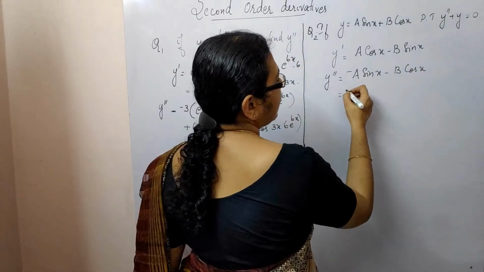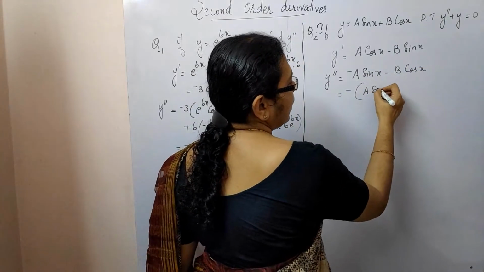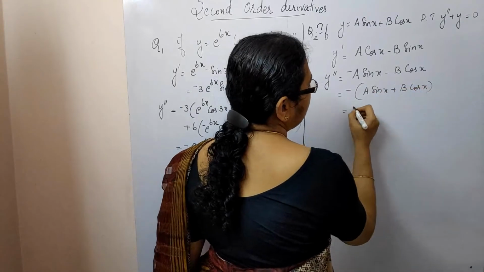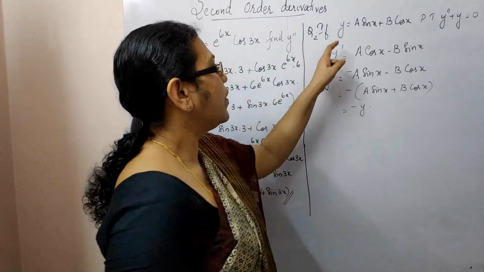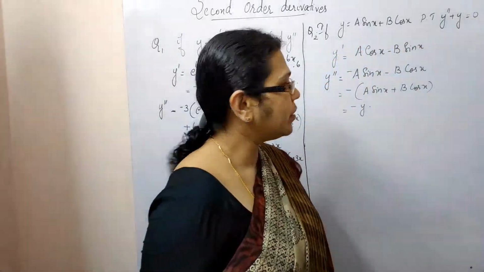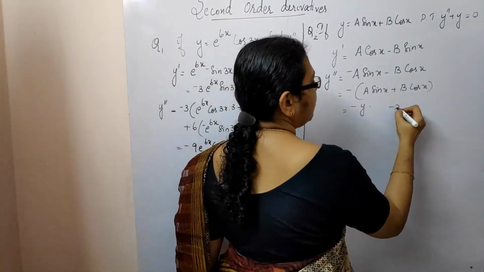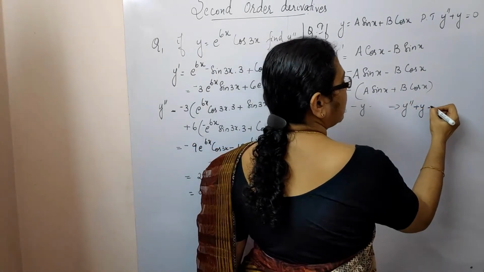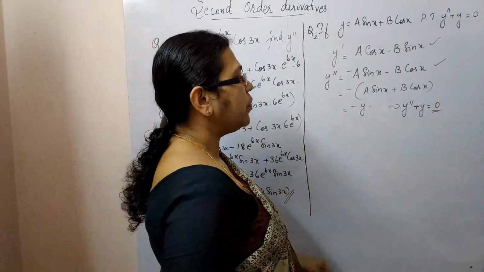Now, if I take a negative out, what do I get? A sin x plus b cos x, isn't it? Now, this is the same as what? Minus of y, because y is a sin x plus b cos x. So I will get y2 dash plus y is equal to 0. Otherwise, how will I prove this?